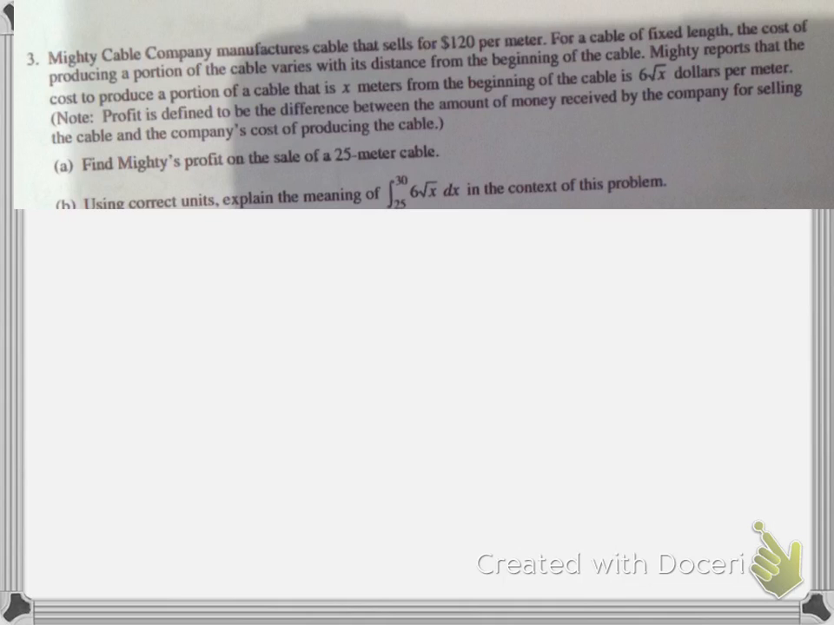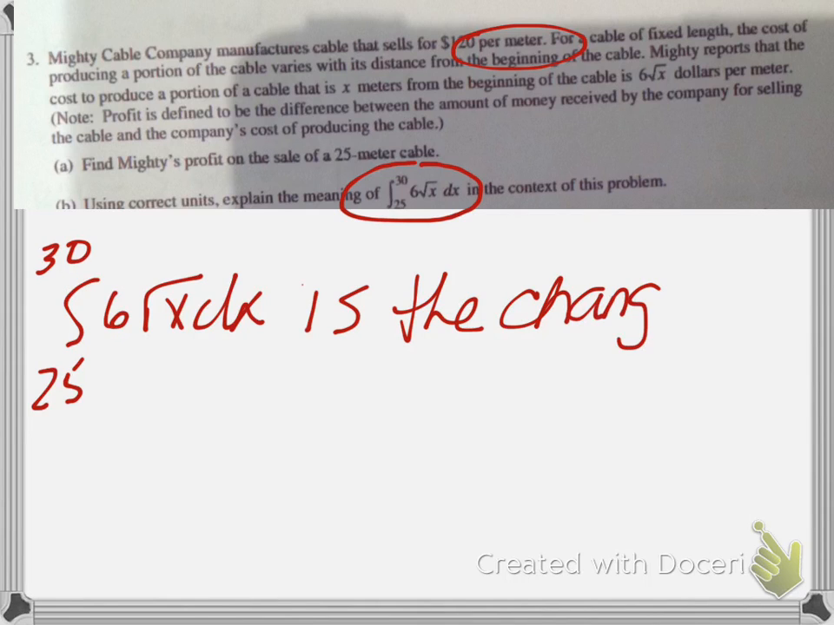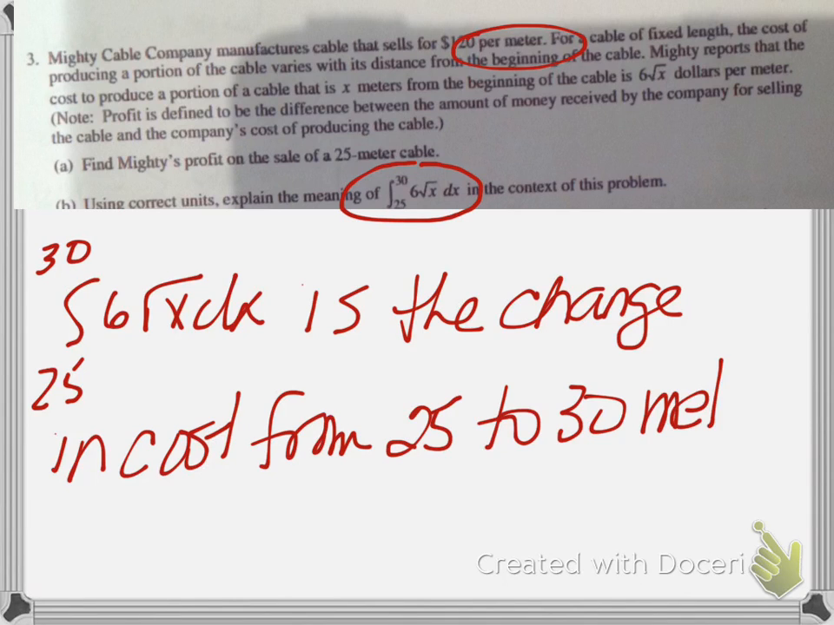Okay, so now we're up to part B, and it's saying using correct units, so that means our answer at the end better have meters in it. Explain what this thing means. So you're going to write, we don't actually have to do any calculations here, it is the change in cost from 25 to 30 meters. Okay, that's all you had to do, and that was worth 1 point.